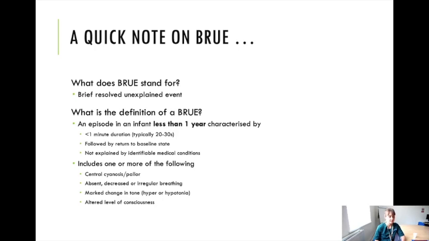It's obviously a diagnosis of exclusion. So you never want to be bold enough to be like, okay, cyanosis for less than a minute, or a floppy episode, obviously a BRUE, but it's all about risk stratification. And with the patients that come in with this, or the infants that come in with something that sounds like this, we never discharge being like, this is a BRUE.